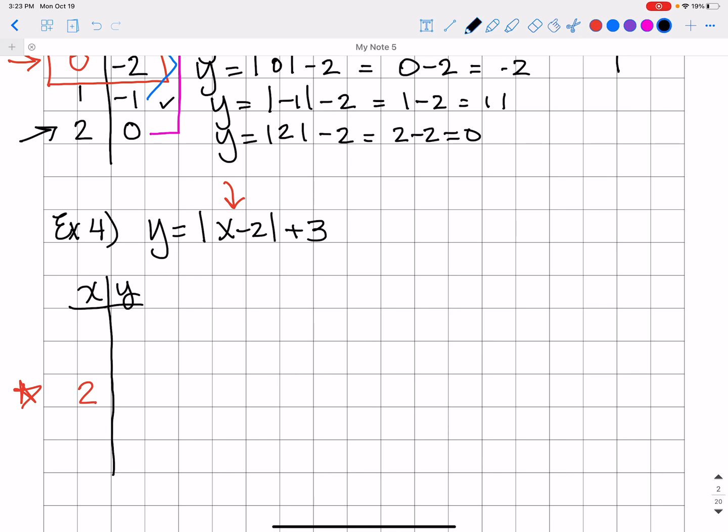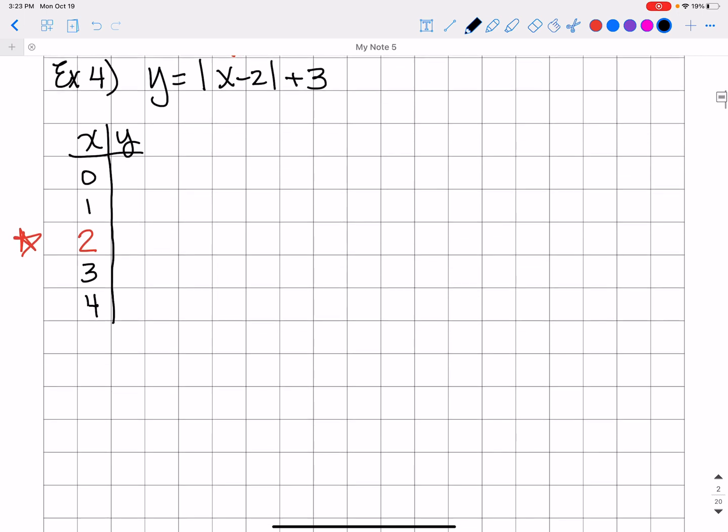So there's my center x. Now I need to pick 2 points before and 2 points after. So an x before 2 would be 1 and 0, and after 2 would be 3 and 4. All right, so I picked 2 numbers before and 2 numbers after. All right, so let's run this through. So these take up a little bit more room, so I will scroll up here just a little bit.